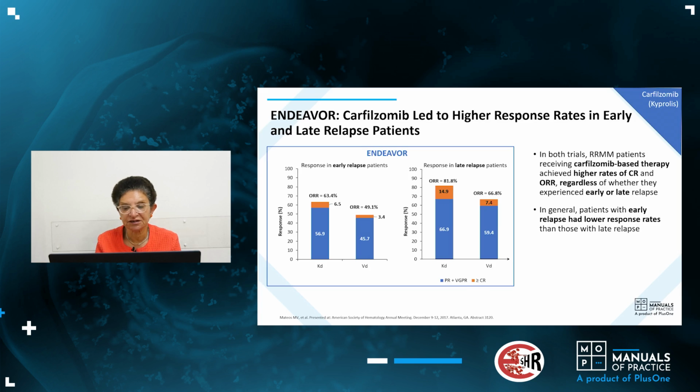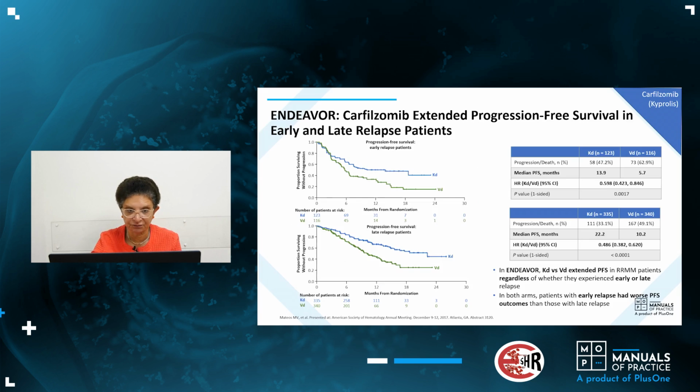In both trials, relapsed refractory myeloma patients receiving carfilzomib-based therapy achieved higher rates of CR and overall response rates, regardless of whether they experienced early or late relapse. In general, patients with early relapse, of course, had lower response rates than patients with late relapse.